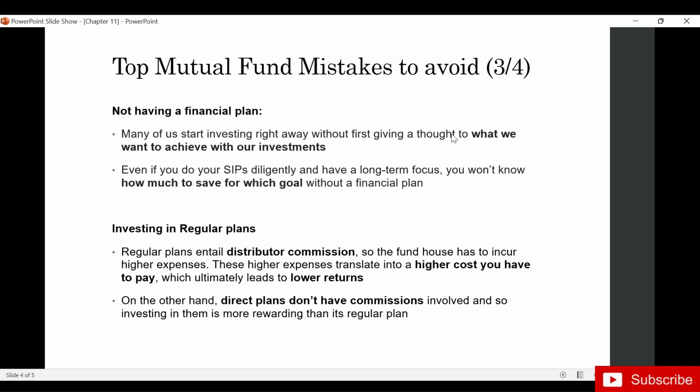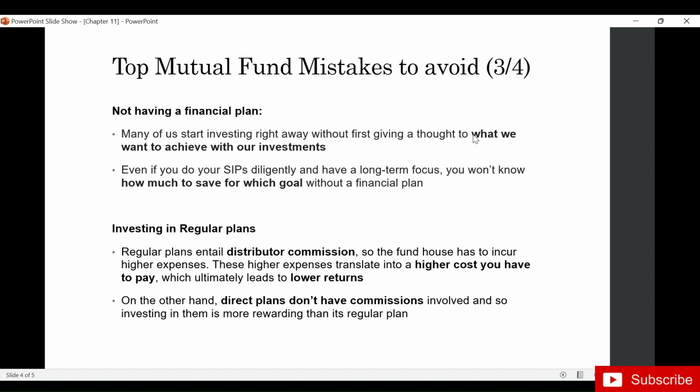have a financial plan. So many mutual fund investors start investing right away without even knowing what they want to achieve with their investments. So even if an investor is doing his SIPs diligently and he has a long term focus, he will not know how much to save for which goal if he does not have a financial plan in place beforehand.